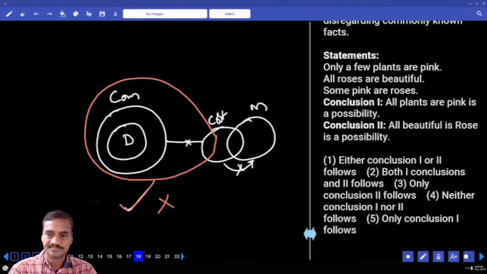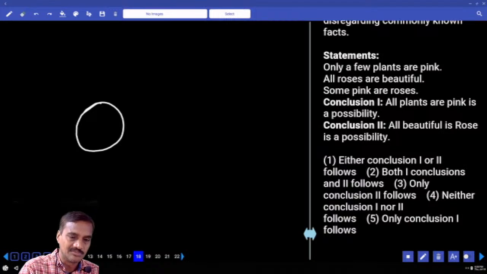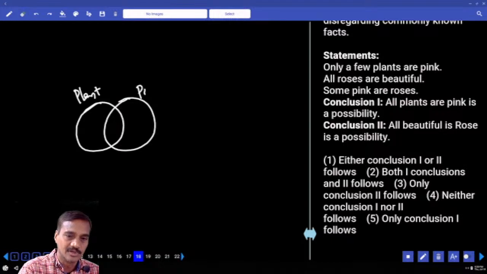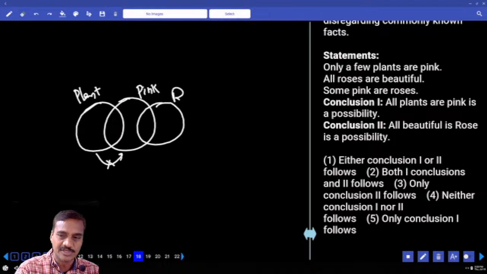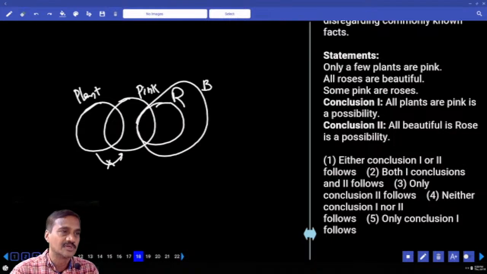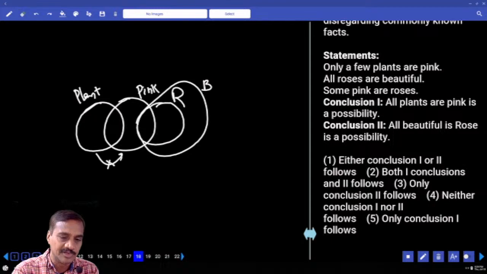The next one, 18th one. Now in this 18, only a few plants are pink. Only some of the plants are pink, but not all. And all roses are beautiful. Some pink are roses. Now these are the pink that are roses. This entire rose is a part of this beautiful. And the first one, all plants are pink is a possibility. Can all plants be pink? No. And the second, all beautiful are rose is a possibility.